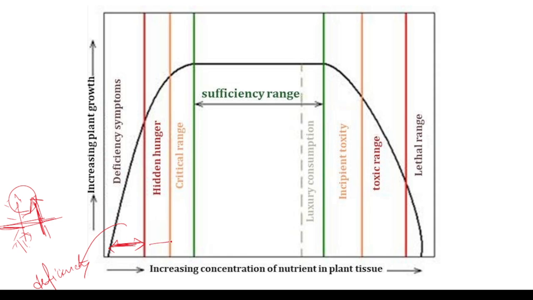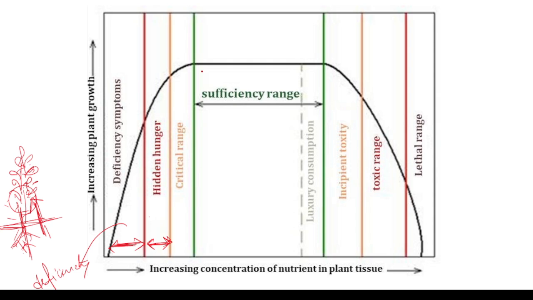Now in the second stage, when we increase some of the nutrient, the plant still doesn't show any deficiency symptoms, but there is still a lack of proper nutrition. In this case, the plant has a deficiency but doesn't show any deficiency symptoms. We call this hidden hunger. Okay, there is a deficiency, but it doesn't show. Next is the critical range. If we increase the nutrient some more, it is critical, between the sufficiency and the deficiency. It is the critical range. Okay.